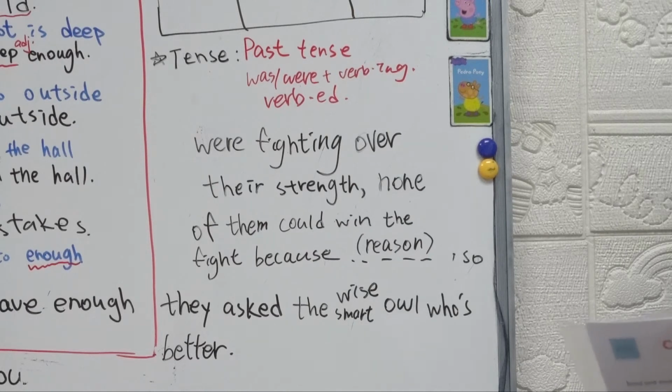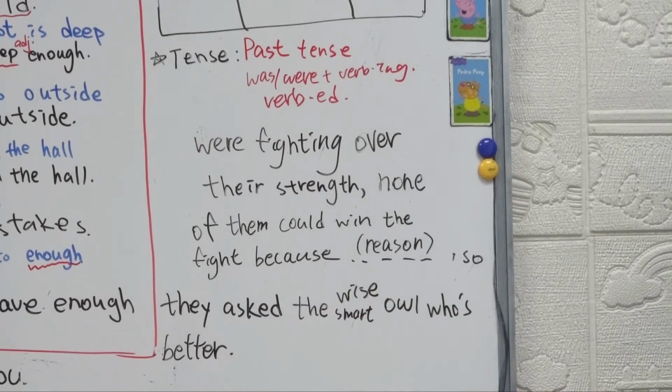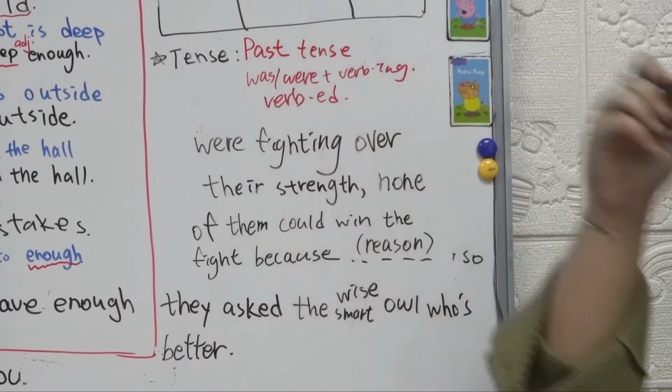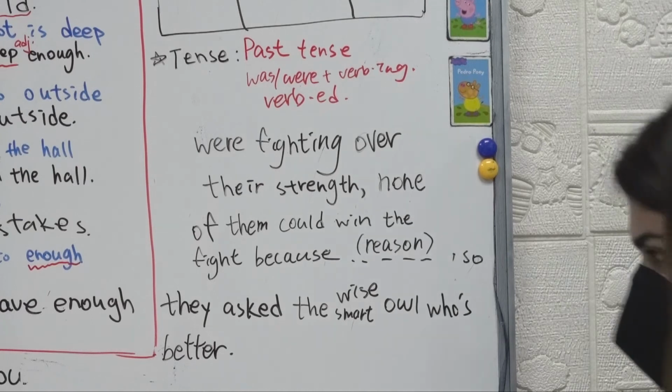And then in picture 2, what did the owl say? Here it says, "Get me some mangoes across the river," right? How about in the picture in your book? Is it mangoes? Or bananas? Bananas. Okay.